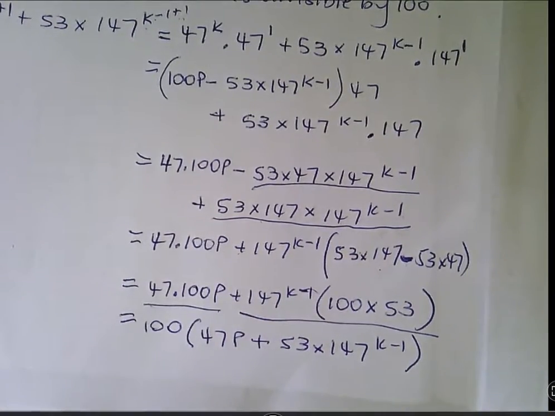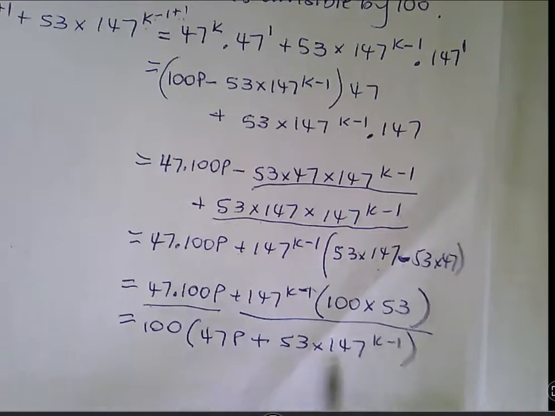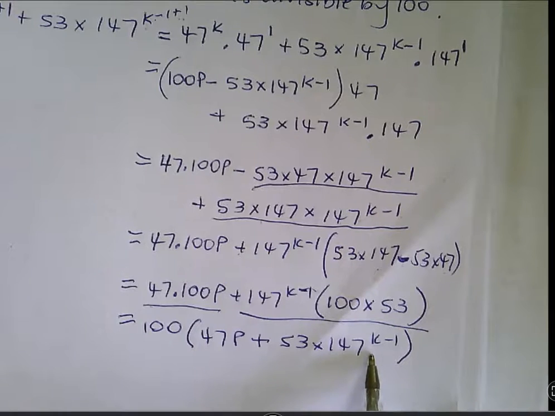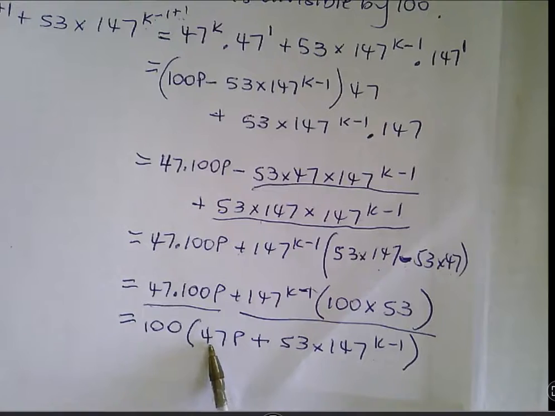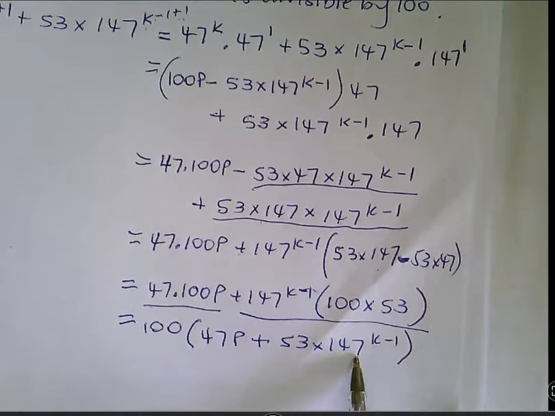Now, because for n greater than or equal to 1 and we assume n equals k, the very first value of k that you would get here would be a 1. That would give me 147 to the power of 0, which is just 1. 47p plus 53 times 1 is a whole number. It's an integer. If k was 2, I would get 47 times some integer plus 53 times 147.